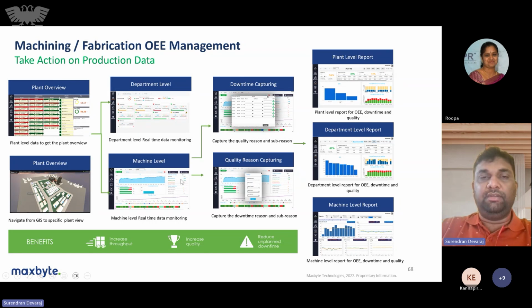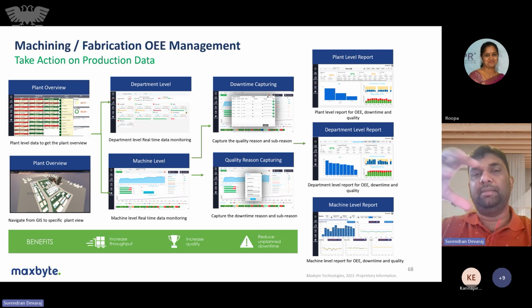And even at the machine level, we can see why the machine has been down. So what is the major reason for the downtime of a particular machine? There are only a couple of ways OEE can get affected. One is due to machine performance, or the machine is not available all the time, or the quality of the parts produced from the machine is not good. Or the skill level of the workers operating a particular machine might be different. So these are the critical factors that will affect that particular machine's performance.